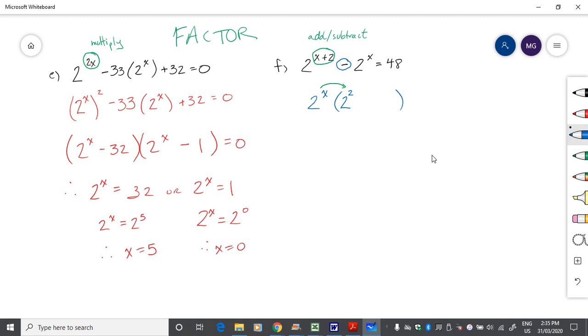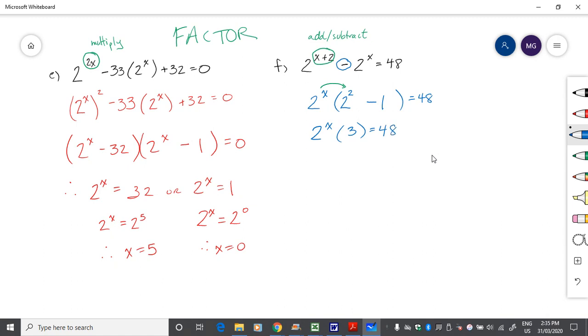Now I can work to get my second term. What would I multiply 2 to the x by to get me back to 2 to the x? And that's equal to my 48. Notice I just cured my problem. Look inside my brackets. I don't have any variables in there. And if I don't have variables, that means I can calculate.